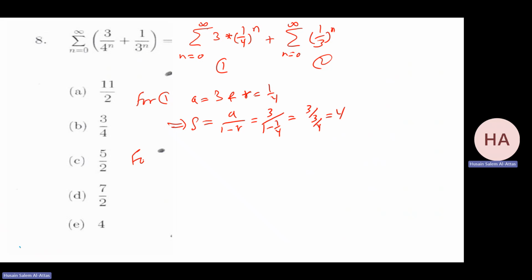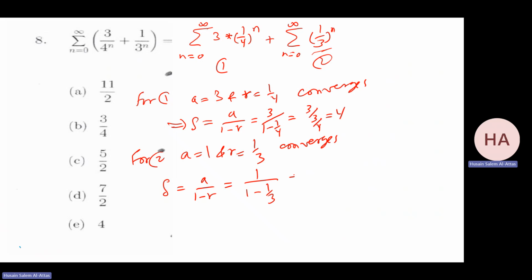Okay, for 2, what will you have? For 2, the first term A will be 1, and R equal 1 over 3, also converges. This converges, and this converges. So S equals A over 1 minus R, that is 1 over 1 minus 1 over 3, that will be 1 over 2 over 3, which is 3 over 2. So the sum here is 4 plus 3 over 2, 8 over 2 plus 3 over 2, 11 over 2. And that will be the answer.